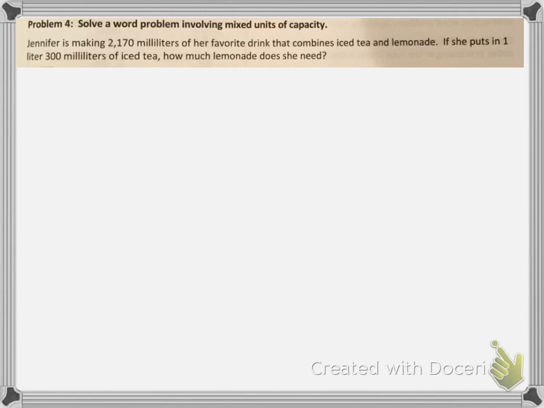Alright guys, we're going to quickly get through this word problem. We have Jennifer, and she's making 2,170 milliliters of her favorite drink that combines iced tea and lemonade, and that is popular. I like to do that as well. I like to mix my tea and my lemonade. If she puts in 1 liter, 300 milliliters of iced tea, how much lemonade does she need? So we're going for a part whole.